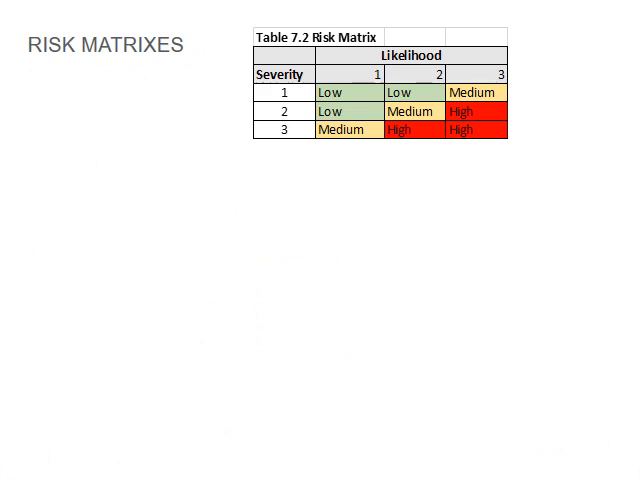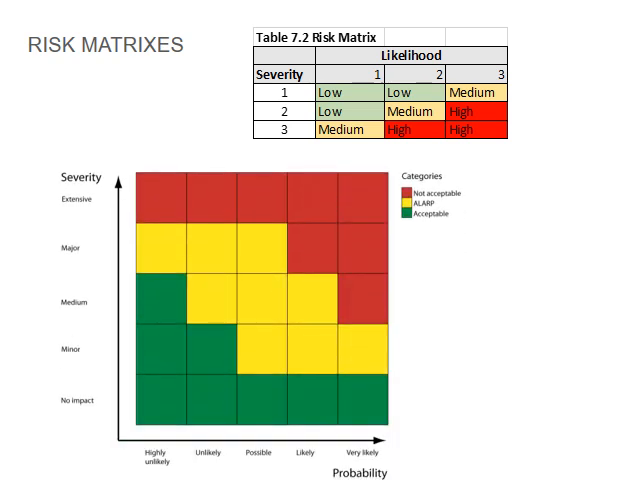Okay, then I just included the risk matrix. You will see table 7.2. This is a very simple one. I included a more elaborate one with just more stages, but it does exactly the same. It's basically, whenever you have a risk, you identify your risk, and then you identify the severity of the risk and the likelihood of it actually happening.